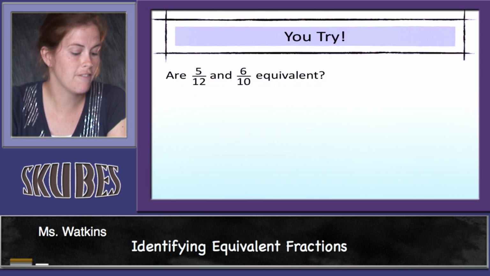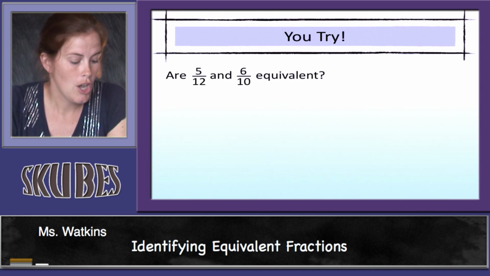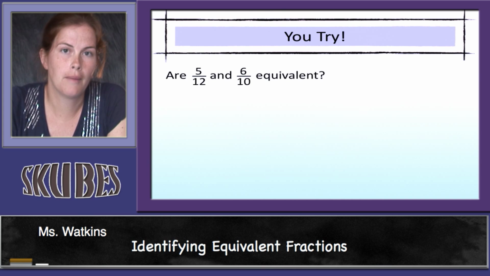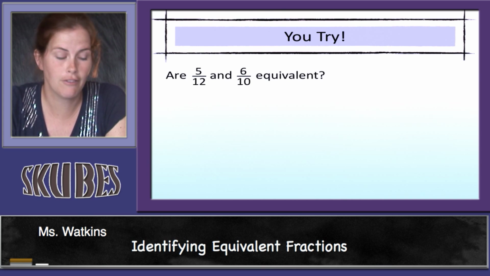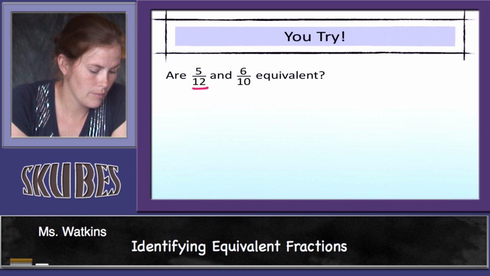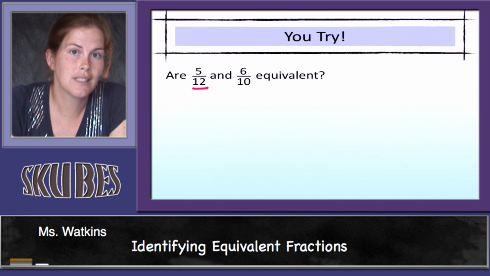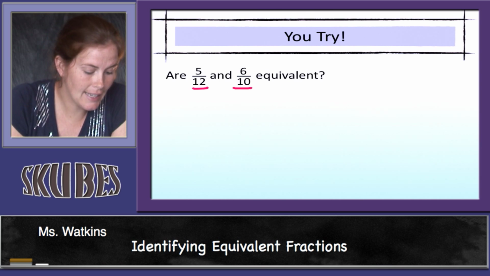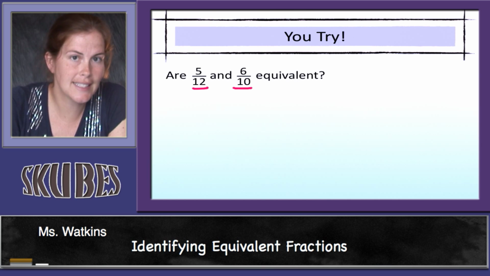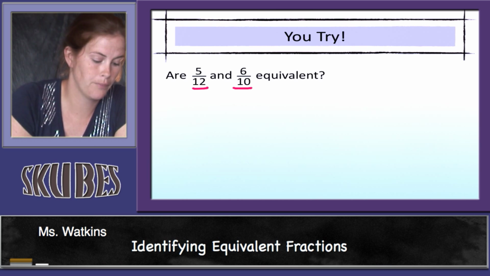Okay, let's look at the next one. We have 5/12 and 6/10, and we want to know if they're equivalent. Well, once again, I can compare both of these fractions to the benchmark of 1/2. Let's see. I know that half of 12 is 6, so 5/12 is less than a half. And then half of 10 is 5, so 6/10 is more than a half. So I know these two are not equivalent, but I can also check it with cross multiplication.